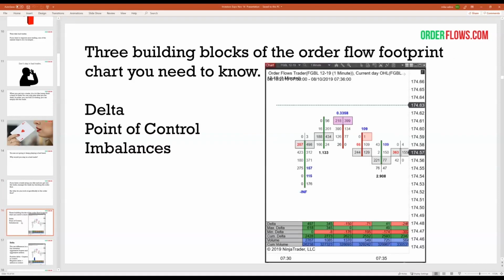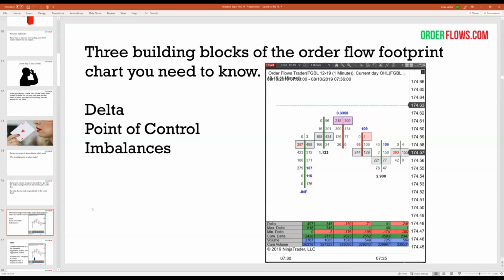Now, with the order flow, I've narrowed it down to 3 building blocks. These are the 3 things that every trader needs to know about trading with order flow. It's delta, it's point of control, and it's imbalances. These are the 3 building blocks that everything about order flow is built on. Once you understand these 3 concepts, then you're going to understand what's happening in the market.